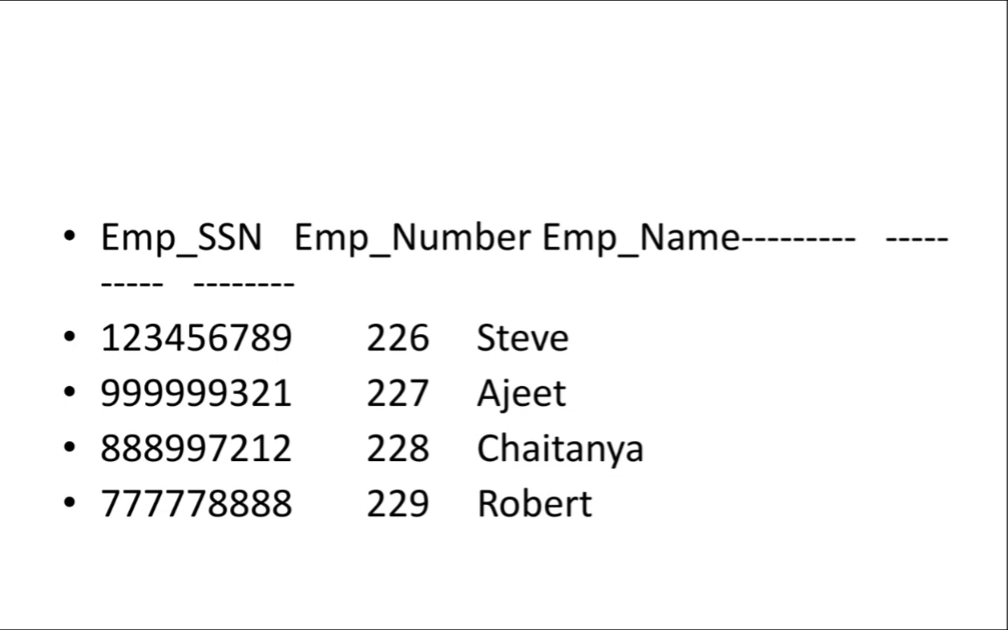So key constraint tells that whatever the values present in the record should be different. When all the values present in the record are different, obviously two records are different. For example, I can say that Steve's information is different, Ajit's information is different, Chaitanya's information is different, Robert's information is different, because each record's values are different.